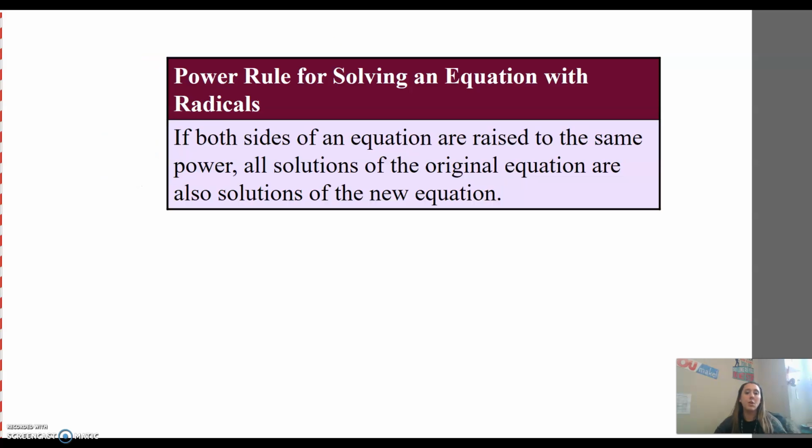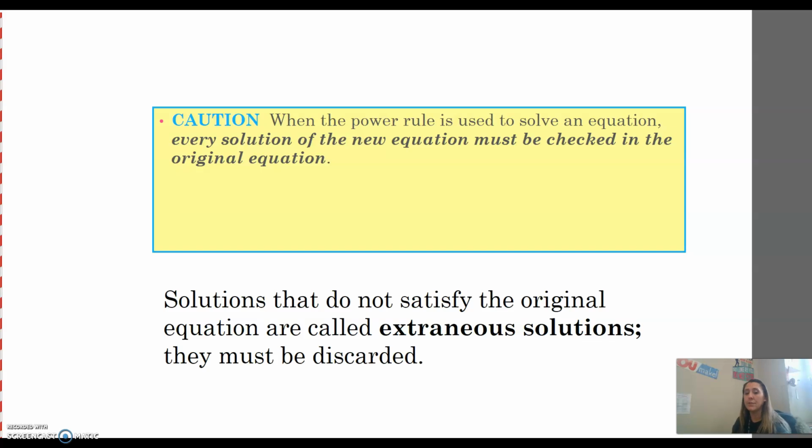Okay, so the power rule says that if you take both sides of an equation raised to the same power, then the answer to that equation is going to be the same answer as the new one. So that's all that says. Here's what I do want you to write down.